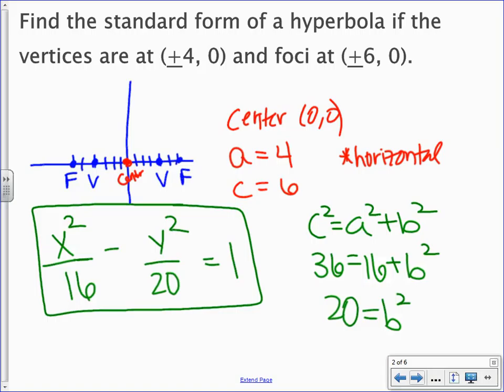This feels very familiar. I mean, this is almost identical to the problem we looked at on Thursday for ellipses. Do you agree? Okay.